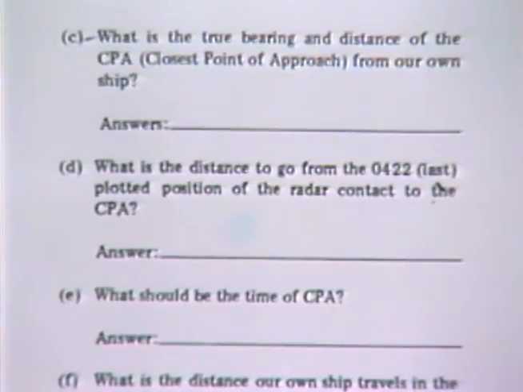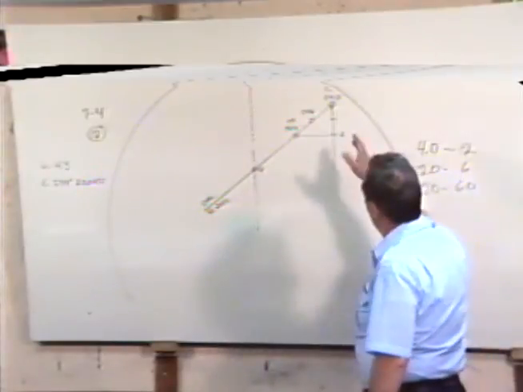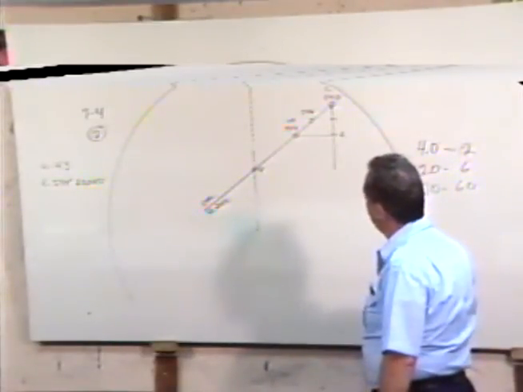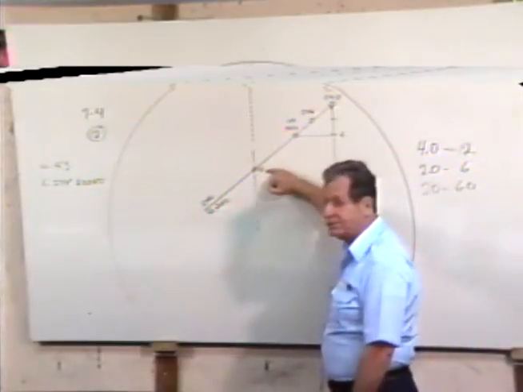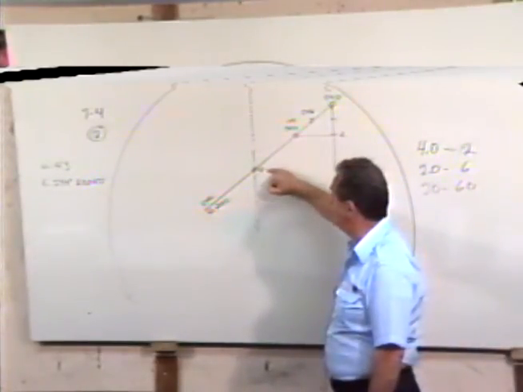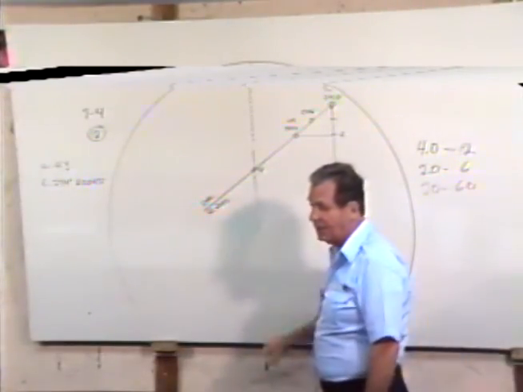What is the true bearing and distance of the CPA, closest point of approach, from our own ship? Now we must determine how close that vessel is going to get to our vessel. And you might think, well, he's crossing our bow here. This must be the closest point of approach. It isn't, because when you get down in here, it's going to be a lot closer.